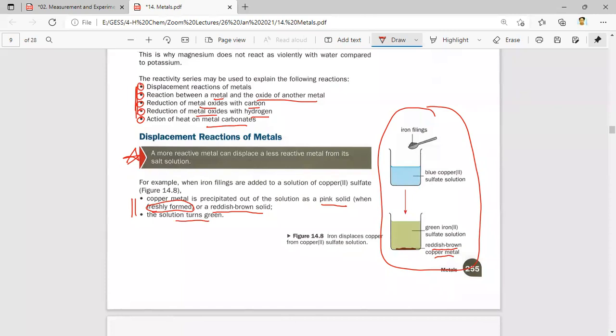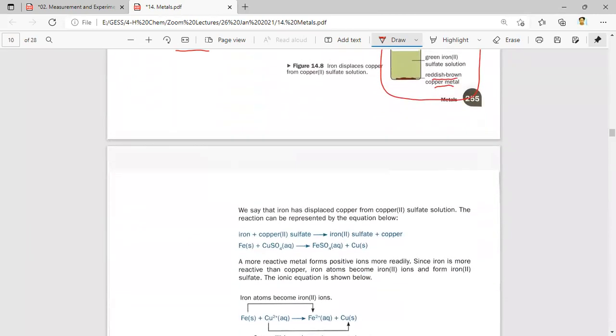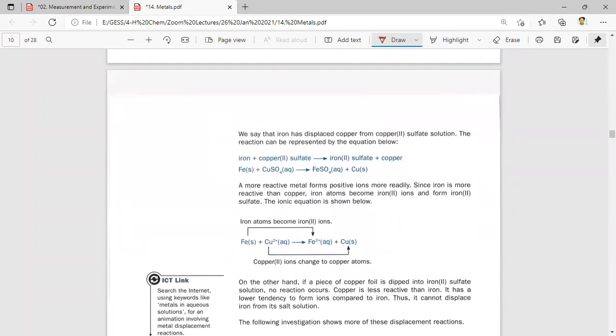Because of this observation, you know that a reaction has taken place. But what exactly has happened? Because iron is more reactive than copper, iron actually displaced copper. The iron kicked the copper out, and hence you got iron sulfate and copper being left alone over here. So this is the idea of displacement. Literally, the metal got kicked out.